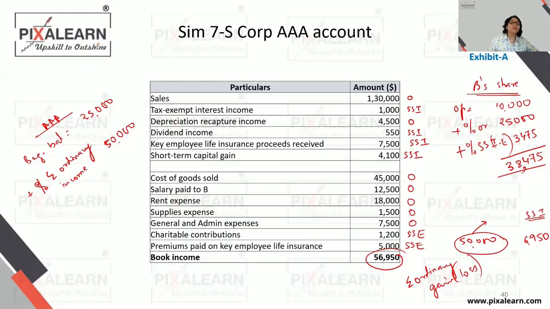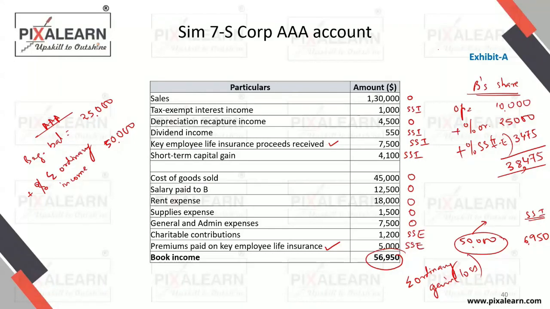Now, my AAA account typically means that figure. Now, how many people remember the OAA account? Mitali, I think now something is hitting. Do you remember the OAA account? We said other adjustment account: I will take away the Keyman insurance policy and the proceeds and put it in a separate account called other adjustment account. Do you remember that? Yes, ma'am. That is the reason it is kept out of ordinary business income.